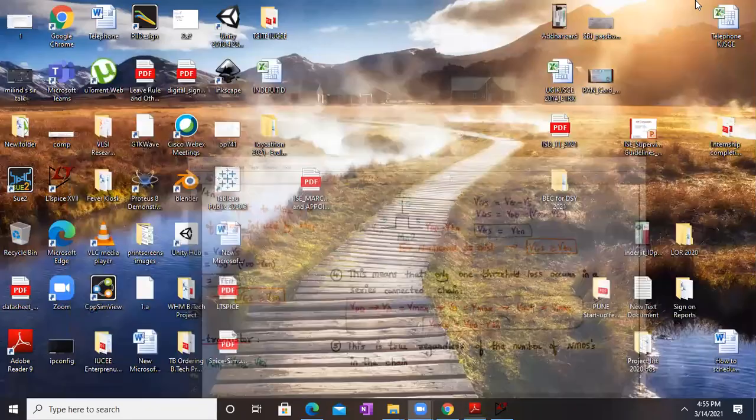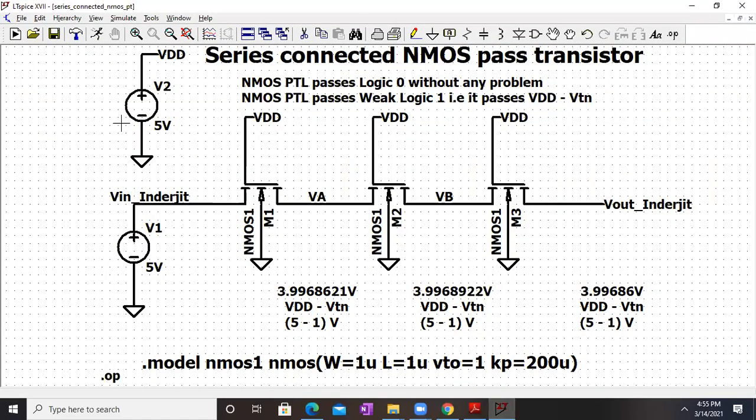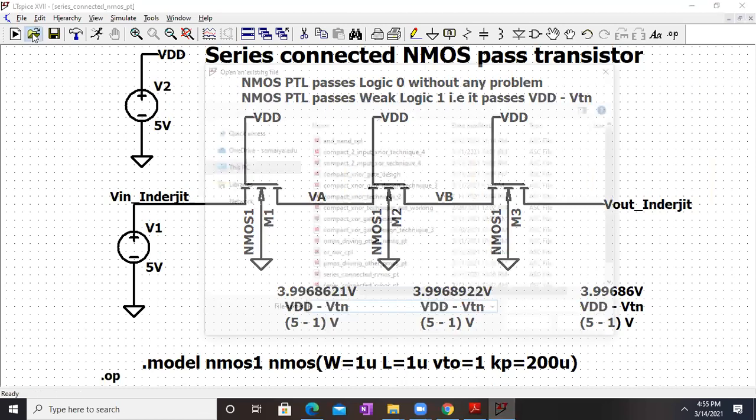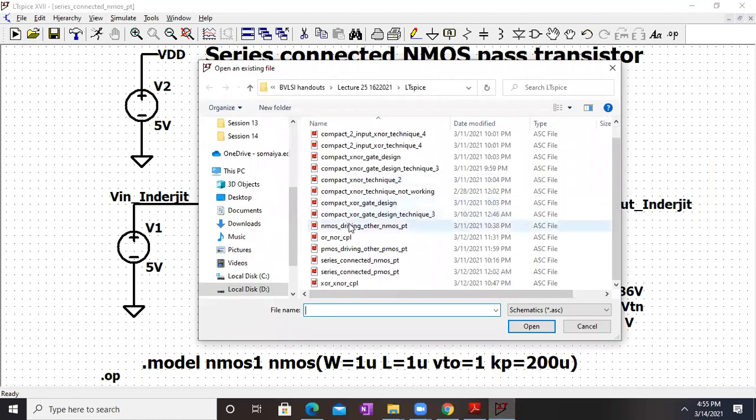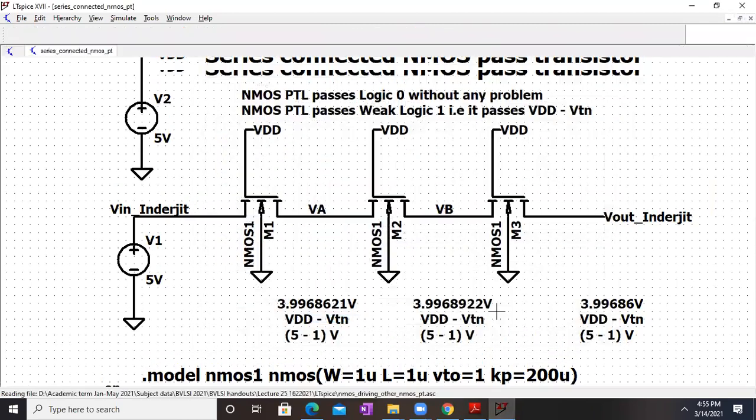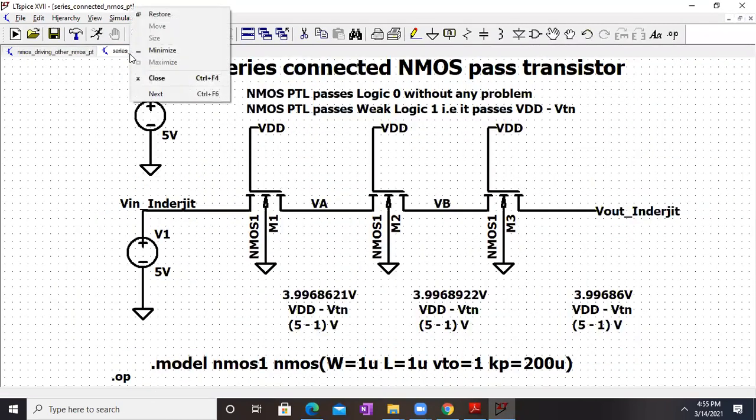Now there is a second version to it. This was the first version. The second version is this. Let me open the circuit. NMOS driving other NMOS. Let me close the first one.